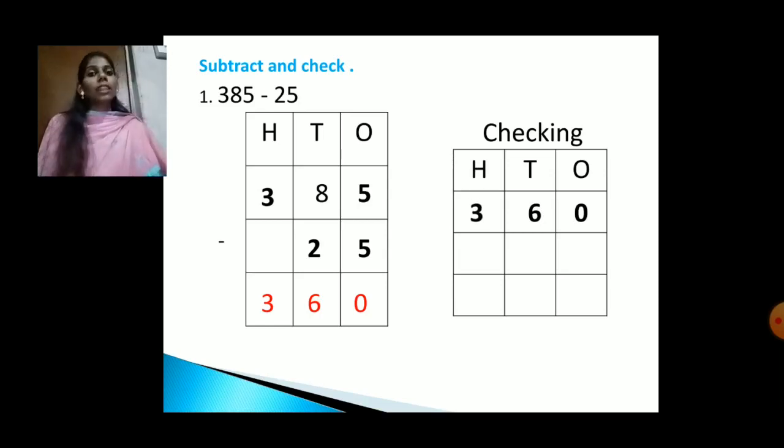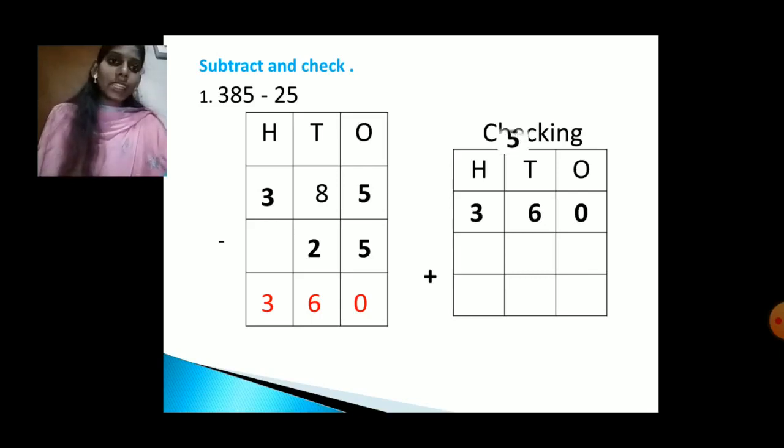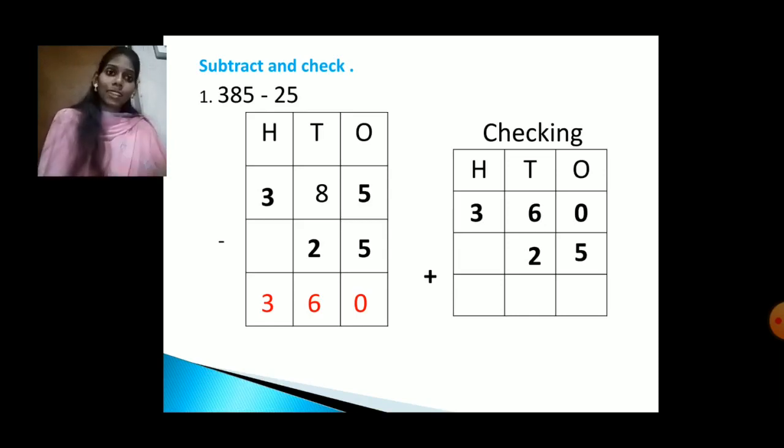Okay. Now for checking method we have to add, and what is the sign of addition? Plus. So we will write plus. And after difference what we will add? Smaller number, and here smaller number is 25. So 5 we will write under the ones place and 2 we will write under the tens place, 25. Now what we will do? We will check whether our answer is correct or not.